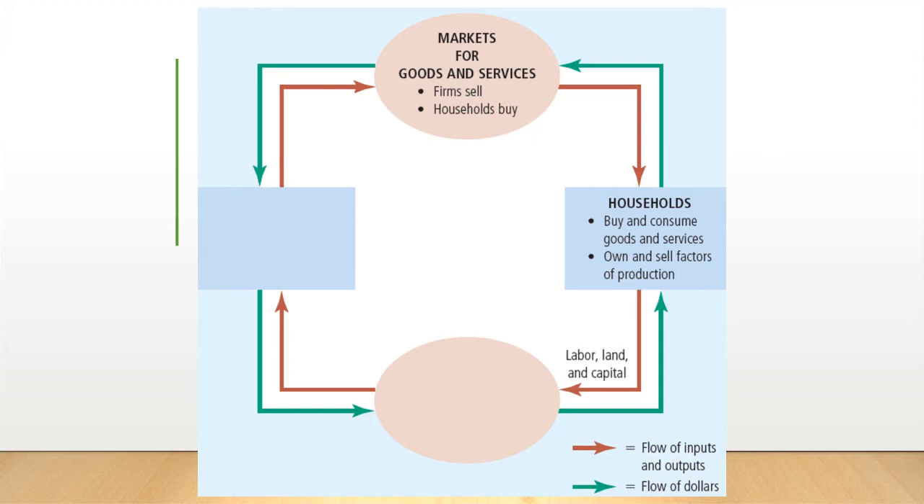Let's get some of this up for you. So as you can see here, well, let's start from here. The households, again, you're a household, are the folks who buy and consume goods and services. It could be anything from televisions to cars to haircuts to food to tennis shoes or whatever it is. A household also owns and sells factors of production. Well, what does that mean in terms of a household?